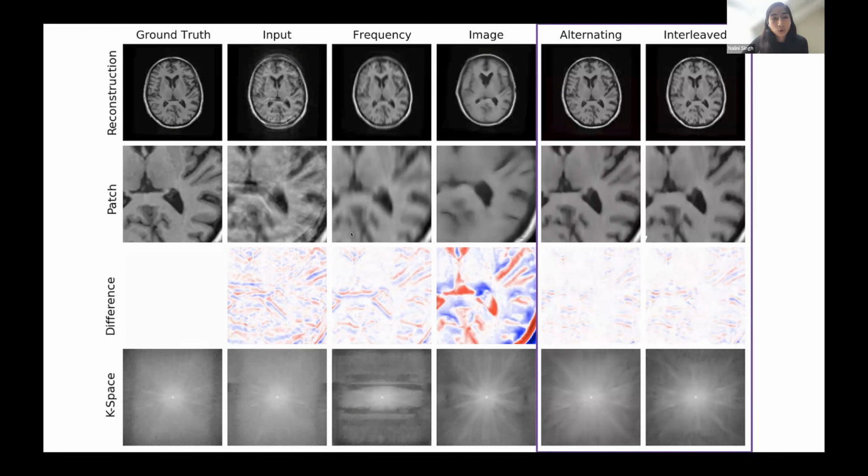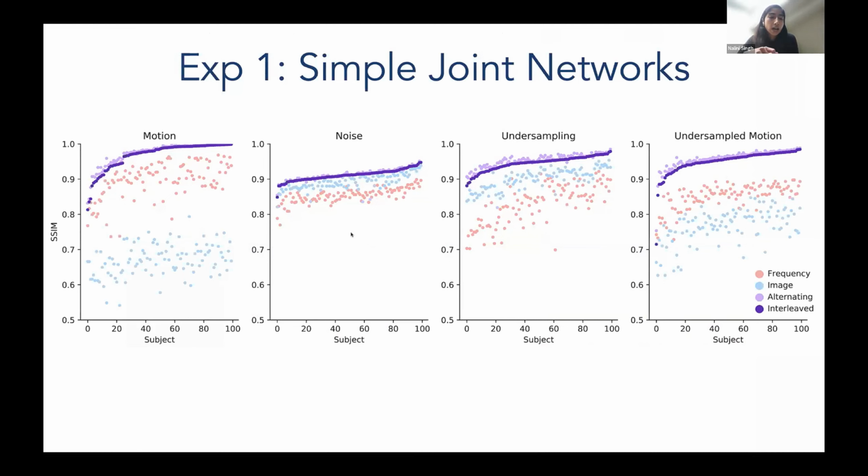I've shown this just for a single example here, but we find that this result holds extremely consistently across tasks and examples. So here I'm showing some quantitative results. Each panel corresponds to one different corruption type. And the y-axis here is SSIM, which is a measure of the quality of the reconstruction, and you want to be higher up on this plot. That means you have a more faithful reconstruction. And so you can see that for every single task, for almost every single subject, the reconstructions from our joint layers, which are shown in purple, outperform the reconstructions from the single space networks in blue and red.